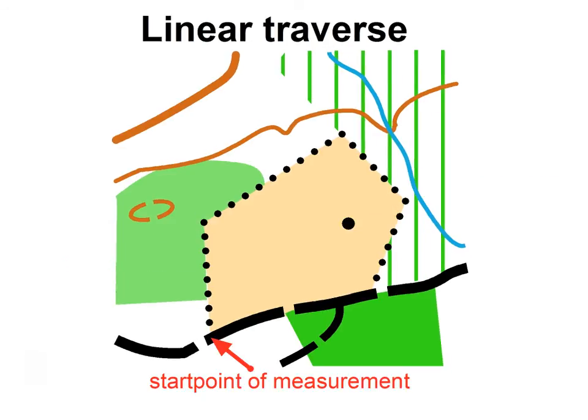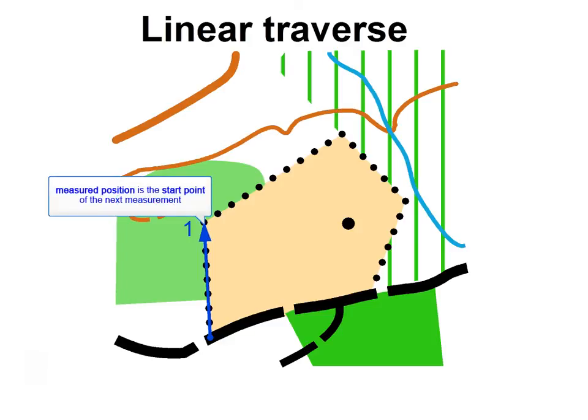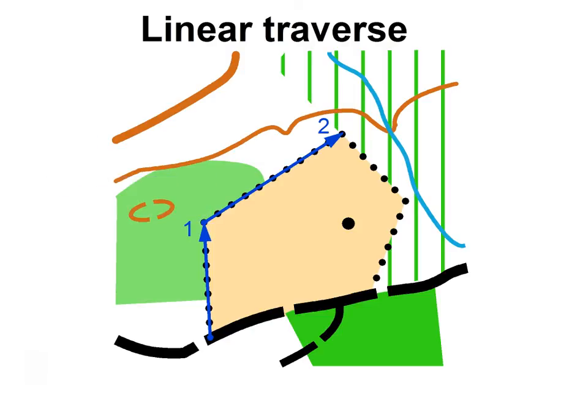Linear traverse. Here, the measured position is always the start position of the next measurement. This method can be used to measure lines like roads or tracks, but it means that you always have to walk to the measured point before you can measure the next point.